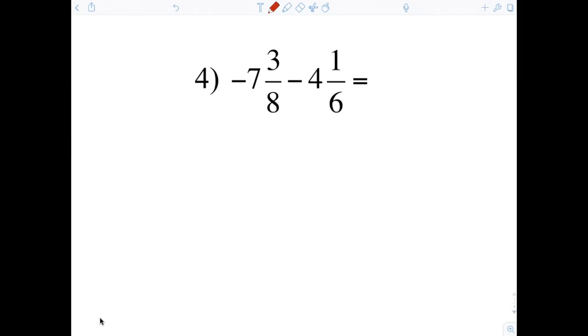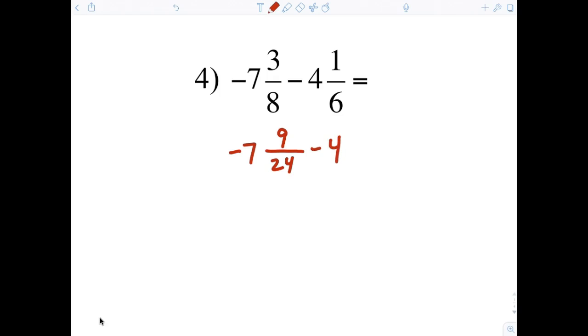You have a negative and a negative. So am I going to add them or subtract them? Add. You're going to add them. Very good. Now we're a little bit harder because we have an 8 and a 6. So common denominator would be 24. Could you say 48? Yes, but it will take longer. So now we're going to change this to negative 7 and how many 24ths? 9/24. Thank you very much.